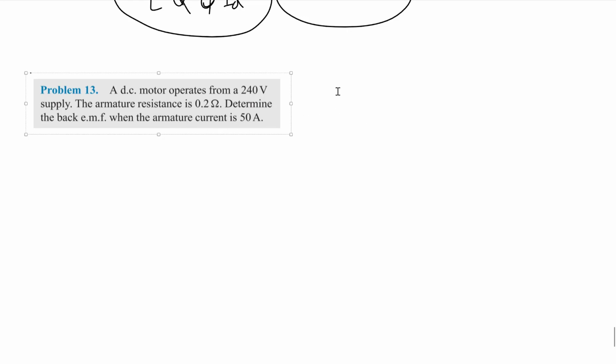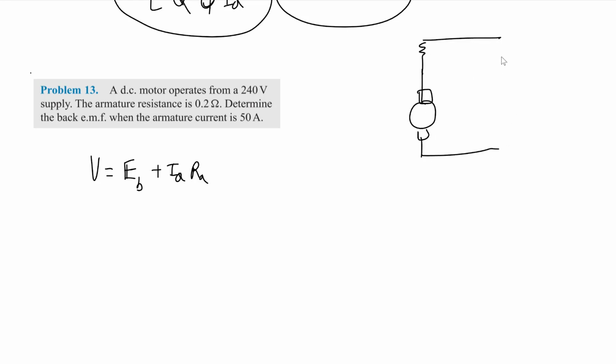So we will use the motor equation. The motor equation is V is equal to EB, the back EMF, plus IA into RA. This is the circuit: the terminal voltage, the current going through the armature resistance, and this is the EB, the back EMF. Like in KVL, V is equal to EB plus IR.